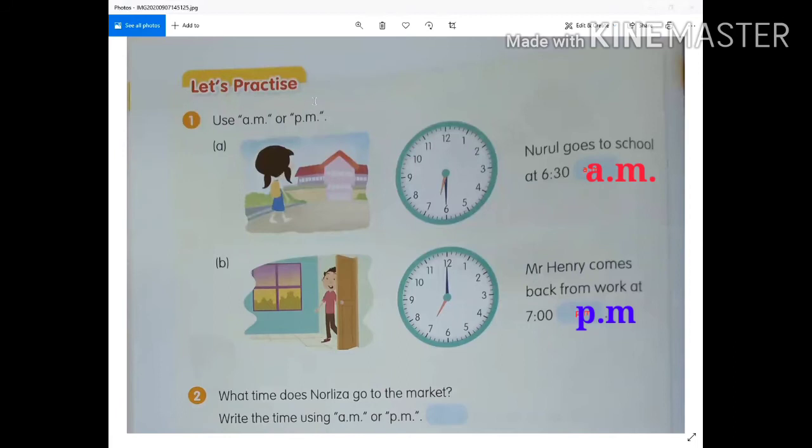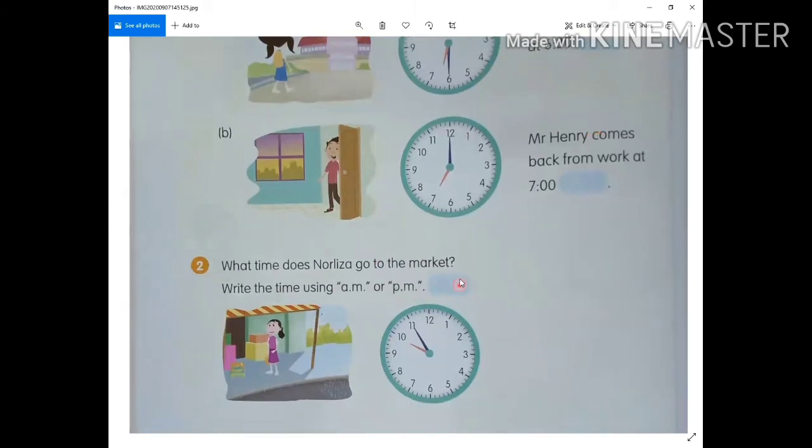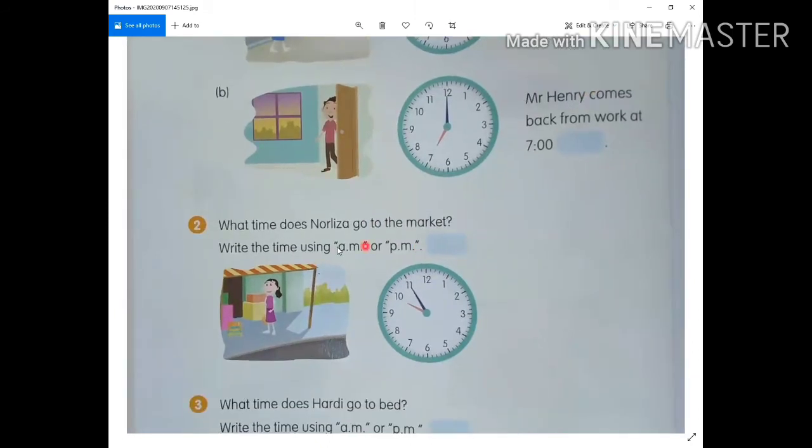I think you can see that. Number 2. What time does Norliza go to the market? Write the time using AM or PM. Look at the picture and then look at the clock. The time is, of course, 9:55, and because it is in the morning, you can say 9:55 a.m. Good.